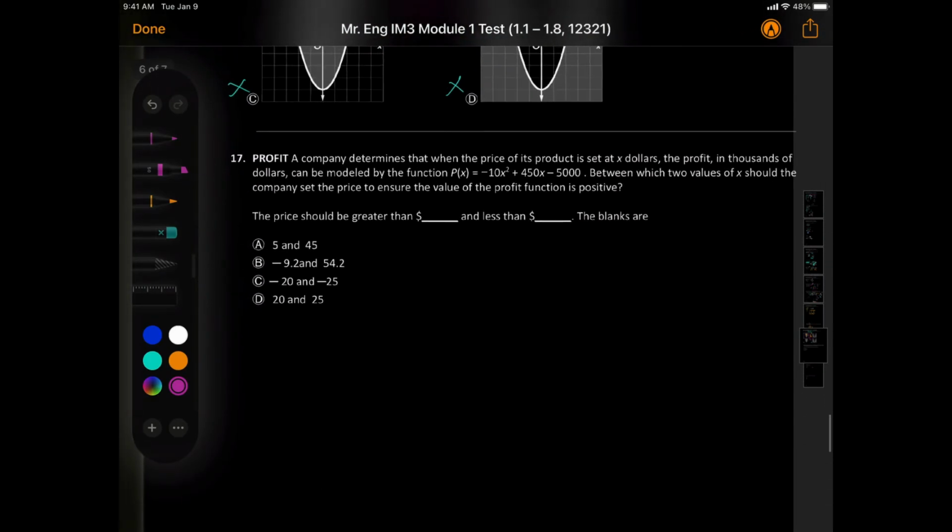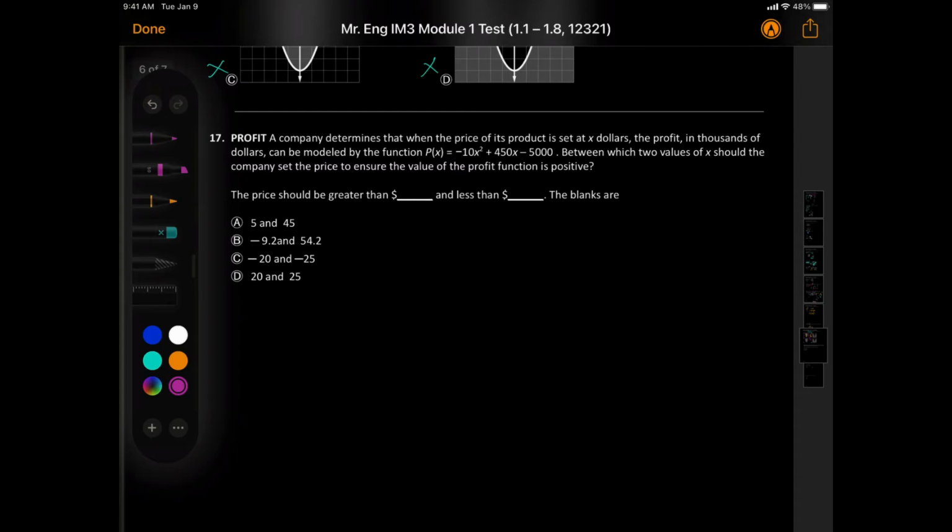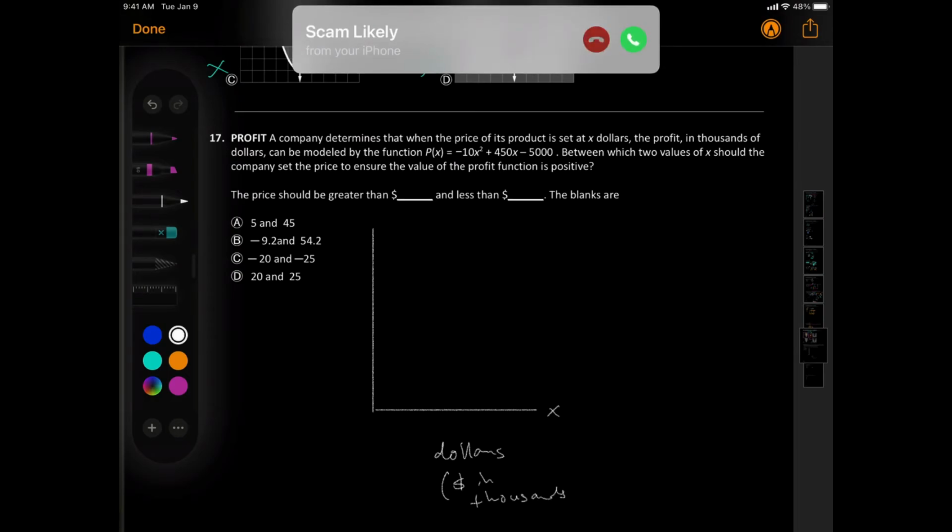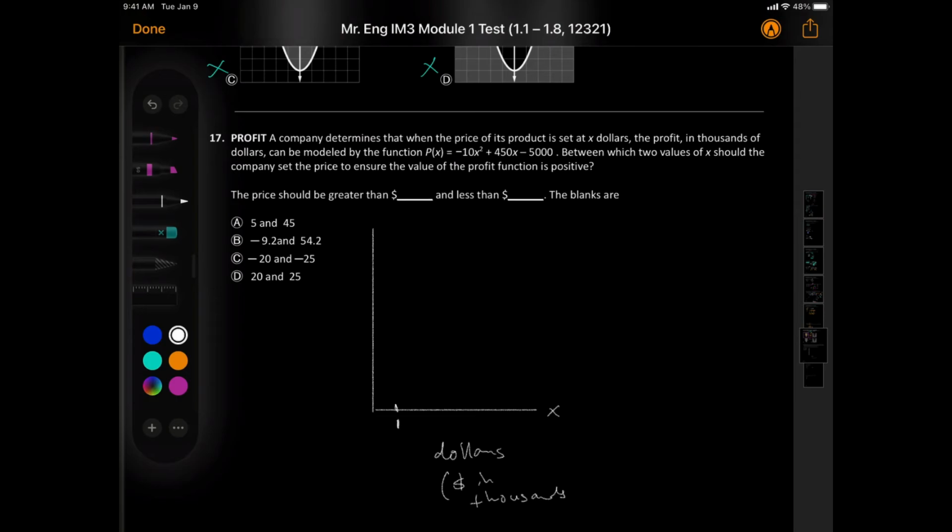Question number 17, a profit. A company determines when the price of its product is set to X dollars. So let me go ahead and draw a quick graph. Here's the x-axis. This is measured in dollars, in thousands of dollars. So if you see 1 here, that'll be 1 times 1,000, which would be $1,000.